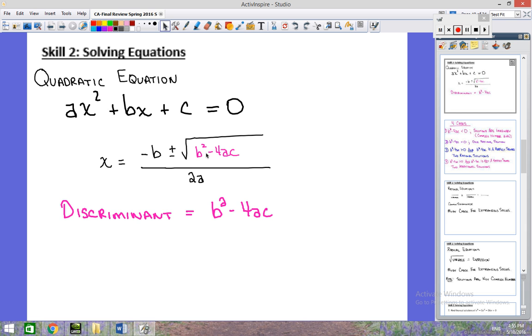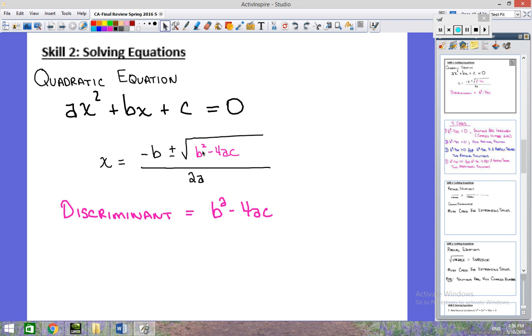Underneath the radical here, you've seen that I used a different color, the b squared minus 4ac. This part of the quadratic formula is referred to as the discriminant. And the value you get when you calculate b squared minus 4ac will determine what type of solution you'll have for your equation. I think that'll make sense if you think about it.